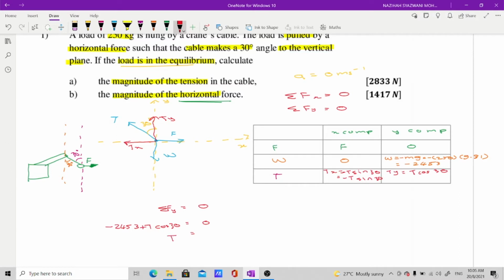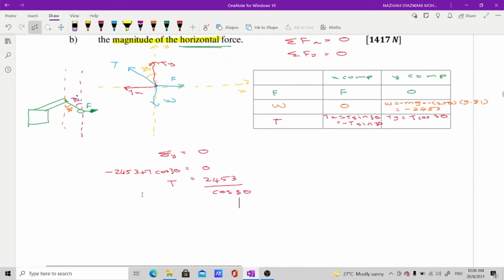If you rearrange this, you can find your T, your tension. Your tension would be 2453 divided by cos 30. Try to press your calculator. What is the answer you're going to get? 2453 divided by cos 30. I got here 2832.5 Newton.